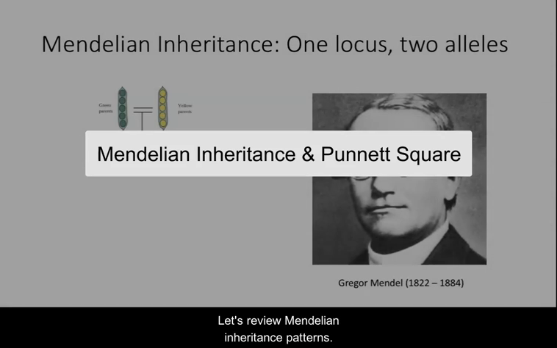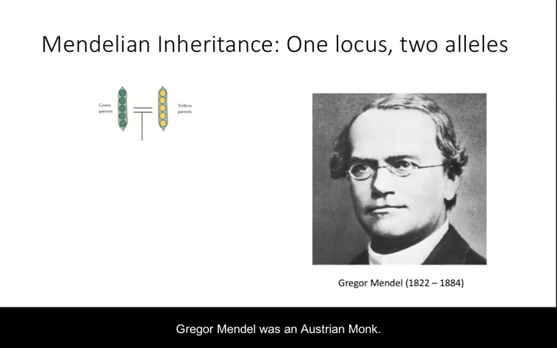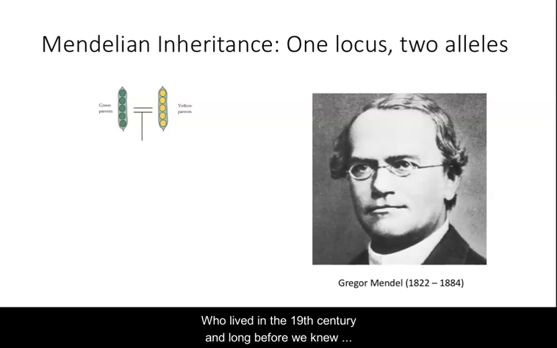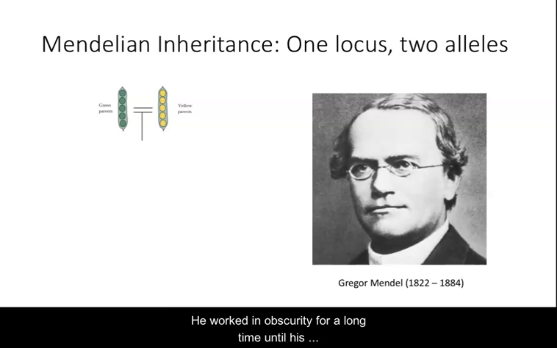To start, let's review Mendelian inheritance patterns. Gregor Mendel was an Austrian monk who lived in the 19th century, and long before we knew anything about DNA, he noticed inheritance patterns in a variety of organisms, including the pea plant. He worked in obscurity for a long time until his revolutionary work was rediscovered, and his work fit with what became known about genes and inheritance and how that relates to the phenotypic traits that we see.